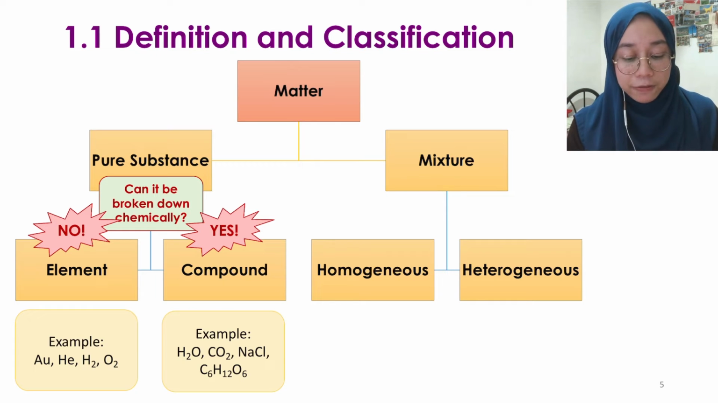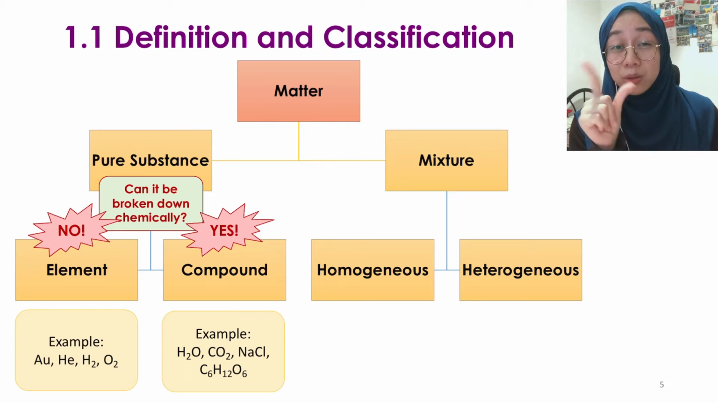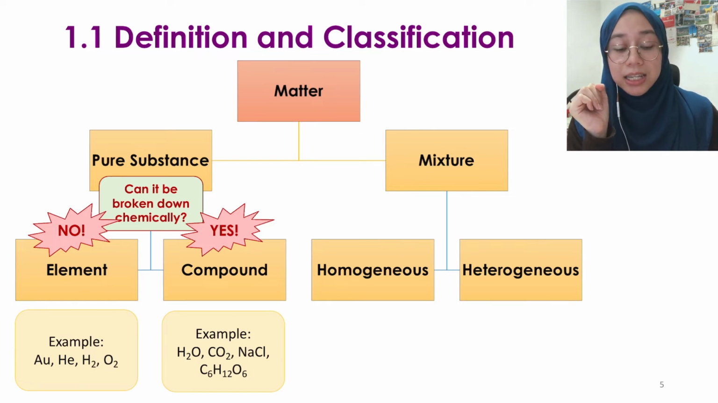Okay, for example untuk compound pula, let's say kita ambil water ni. So water dia punya molecular formula is H2O kan. So kita ada hydrogen, kita ada oxygen. Therefore ada two types of atom dekat sini. So bila ada two types of atom, meaning it can be broken down chemically lah. Jadi this one is considered as compound.